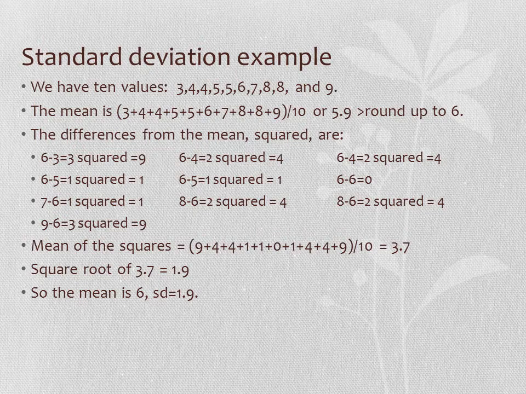So the mean, which we know how to do, is 5.9. I rounded it up to 6 to make things easier. So the mean is 6. The differences from the mean are, you basically take each one of those numbers and see what its difference is from the mean. So 6 minus 3, 6 minus 4, 6 minus 4, etc. Then you take those differences and you square them. So here what I did is I just went through, I found all the differences from the mean and I squared them. And then I added up all the squares and took the mean of the squares, which is 3.7. And then you take the square root of that number, which is 1.9. And so the mean is 6 and the standard deviation is 1.9.